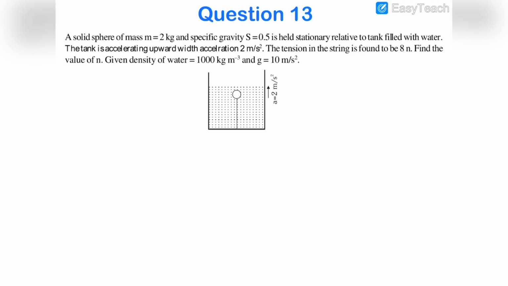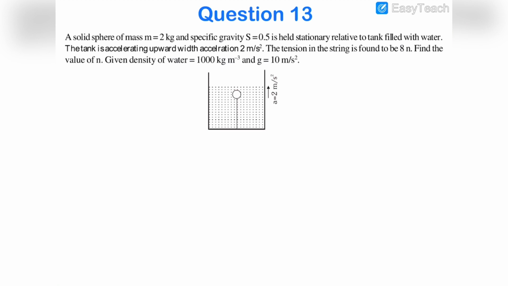In this question, you can see that there is a solid sphere of mass 2 kg, and the specific gravity of the sphere is 0.5. This sphere is held stationary with respect to this tank, and this tank is filled with water. This tank is accelerating in the upward direction with the acceleration of 2 meter per second square, and the tension in this string is found to be 8N. We have to find out the value of N.